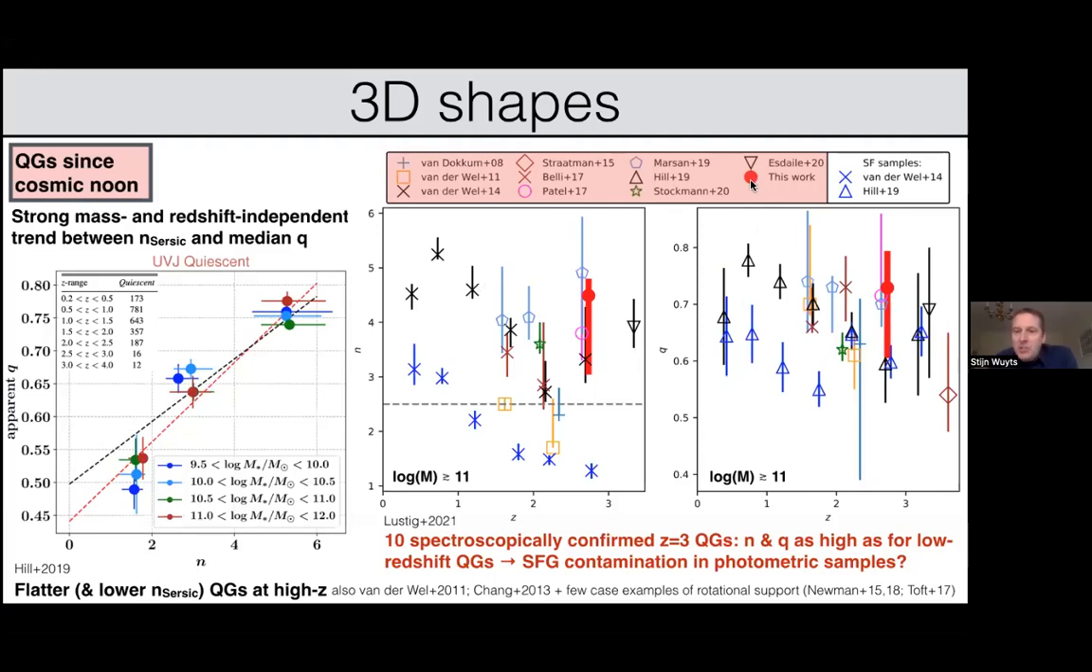And this particular work by Lustig cautions that there may be some contamination in photometric quiescent galaxy samples from dust reddened edge-on star-forming disks. And in fact, they, for a sample of spectroscopically confirmed quiescent systems, where you really see the Balmer break in the spectrum, find Sérsic indices and axial ratios as high as typical for nearby early type galaxies.